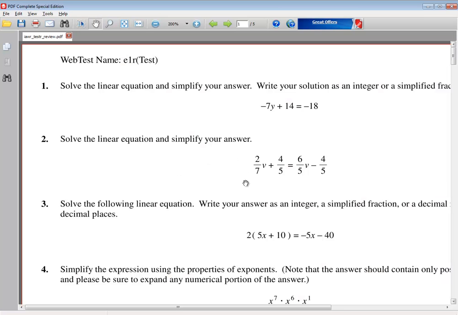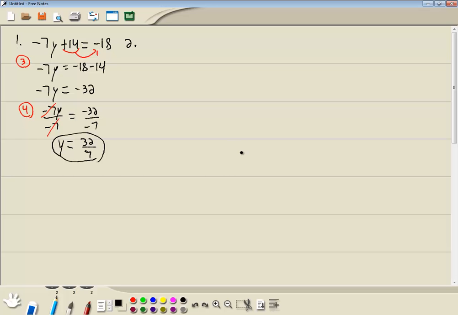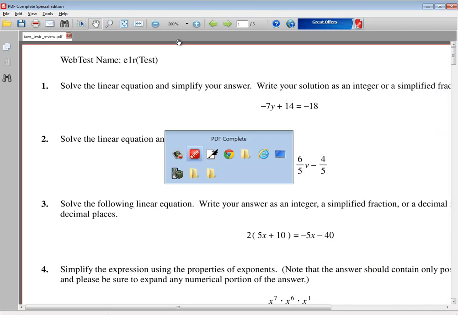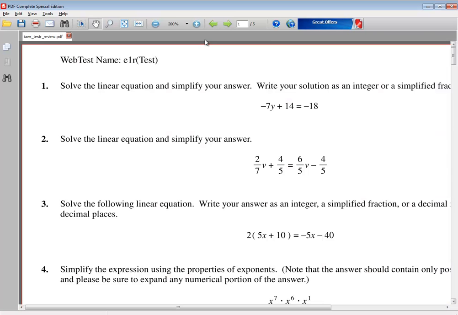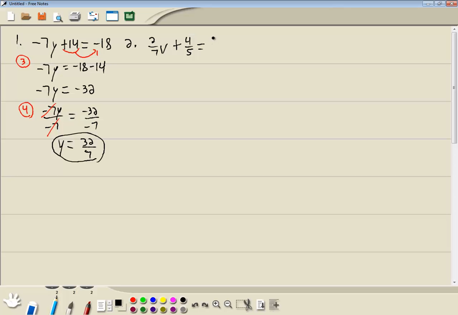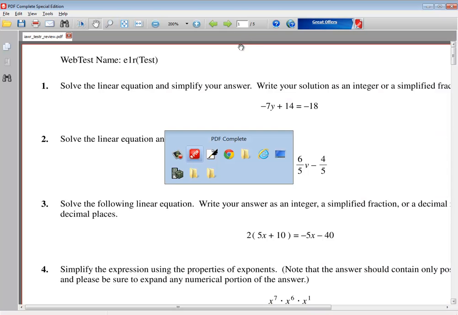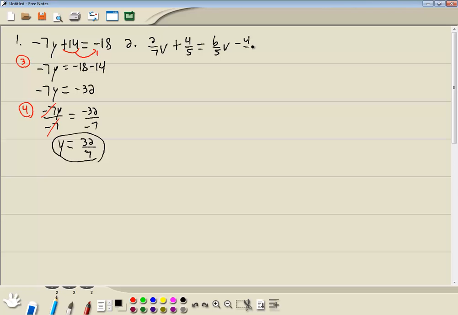Okay, second one, we got 2/7 v plus 4/5 equals 6/5 v minus 4/5. Step 1, get rid of parentheses. Don't have any. Step 2, get rid of fractions. Multiply everything by the LCM of all your denominators. We got 7, 5, 5, and 5.